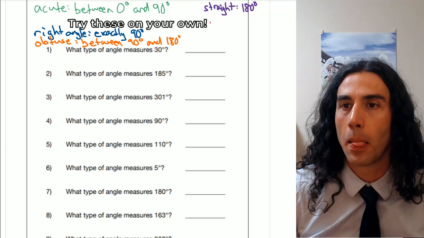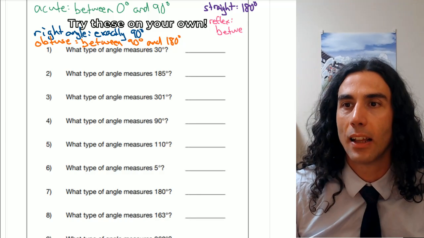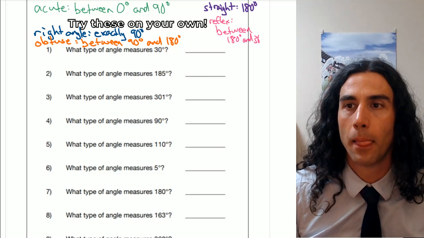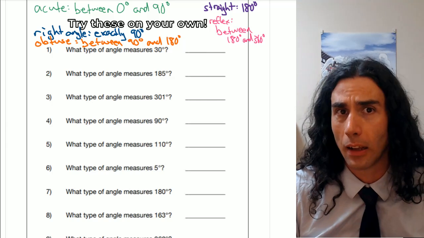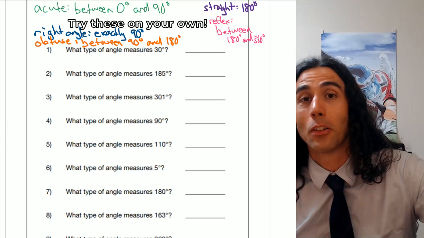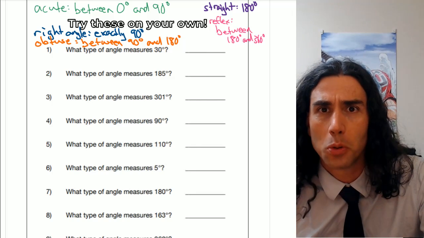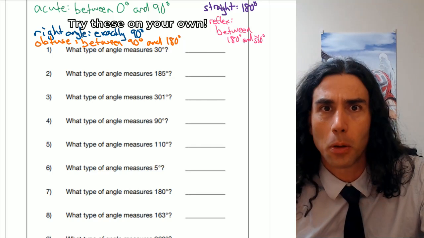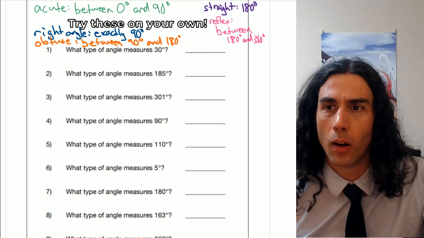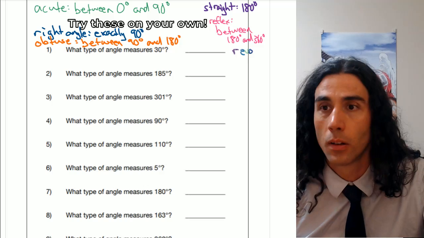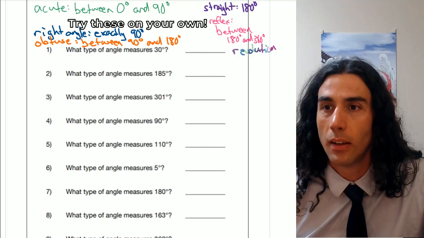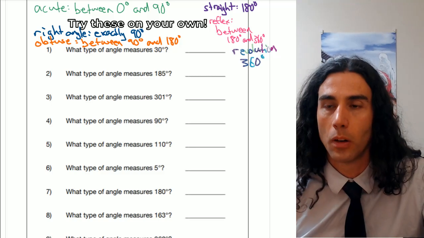So reflex is between 180 and 360. Now if they ask what type of angle is 360 degrees, 360 degrees is a revolution. Oh, running out of colors. Black, blue, multicolor. Maybe go multicolor for the special one. Here it is, Galaxy pen, I think it's called. So revolution is 360 degrees.